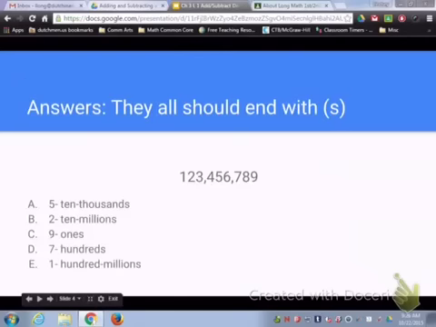So here we go. All of these are whole numbers. The decimal point would be at the end of this number, so they all would end with S. So if we look, 5 would be in your 10,000s place, 2 is your 10 millions place, 9 is in your ones place, 7 is in your hundreds place, and 1 is in your 100 millions place.